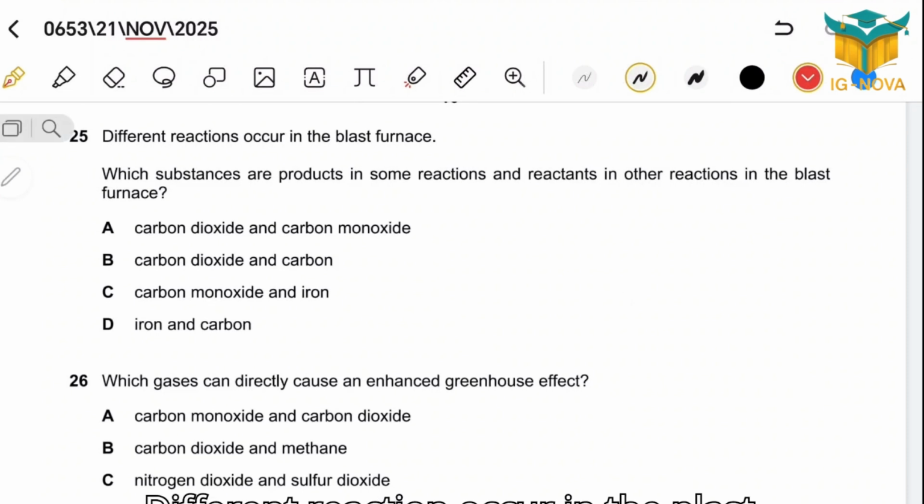Different reactions occur in the blast furnace. Which substances are products in some reactions and reactants in another reaction in the blast furnace? So here we need a substance that can be found in the product and at the same time can be found in the reactants. That happens inside the blast furnace when we extract iron from its ore. So let's check the choices and remember the reactions together.